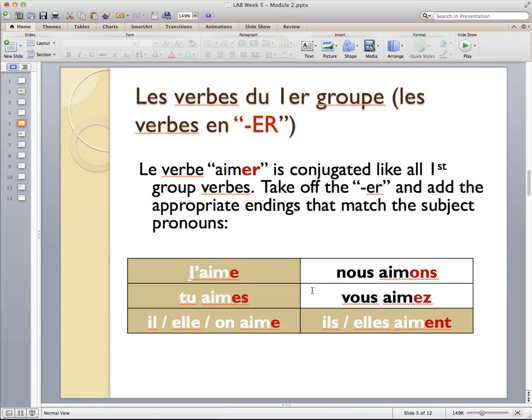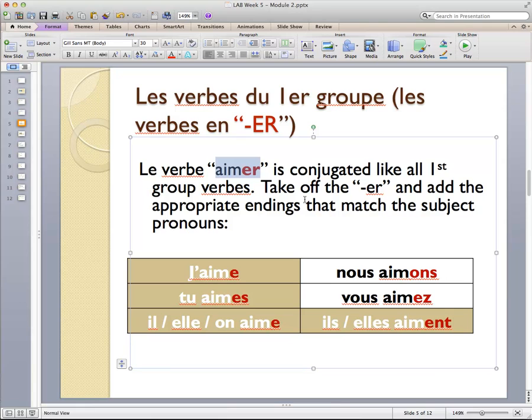Okay, so let's talk about verbs. The verbs we're going to talk about today are verbs that we call the first group of verbs, or sometimes they're called ER verbs because the infinitive ends with an ER. The infinitive is the form of verb where you haven't done anything to it yet. You've not conjugated it, okay? This is the infinitive right here. The infinitive is always to, T-O, something. In this case, to like, aimer.